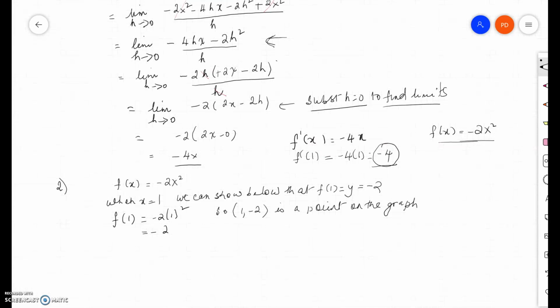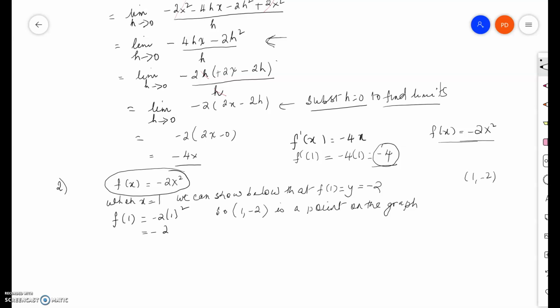Next, we're going to check if the point (1, -2) lies on the graph of the given function. So our given function is f of x equals negative 2x squared. So here we are not talking about the derivative. We are talking about the original function, and we are checking to see if a certain point sits on the graph of that function. There are two ways in which we could do it.